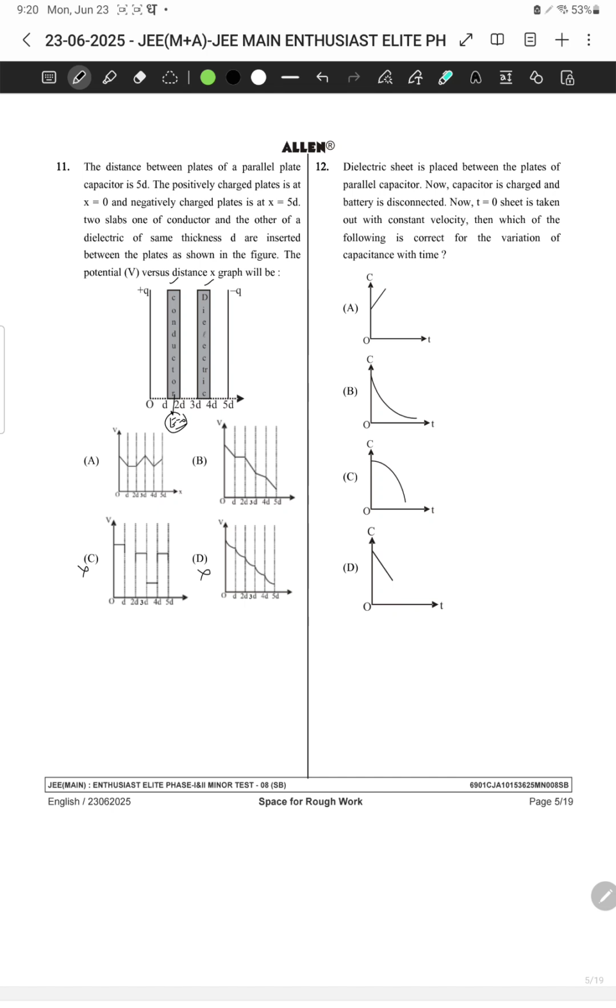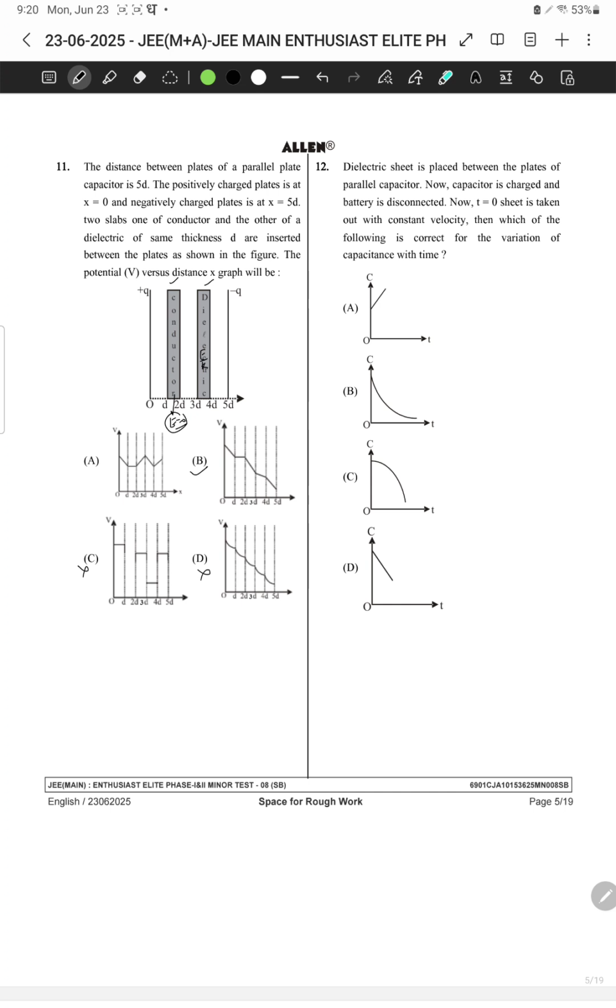Now the potential keeps on decreasing here. So from the options we can see B is correct. In the dielectric, we know the electric field is E by K. So the electric field decreases, and that is why the potential difference decreases.